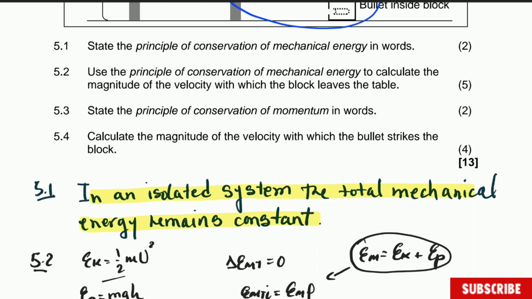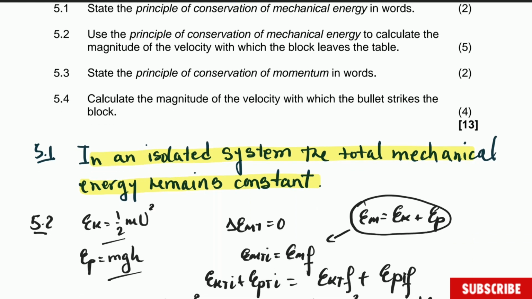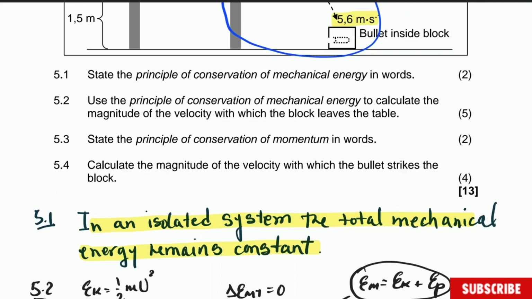State the principle of conservation of momentum in words. And guys, I want you to note something. That law is almost the same as the one here. In an isolated system, the total, instead of mechanical energy, you write linear momentum, remains constant. And that is practically the same law as you see there. So let's write it anyway.